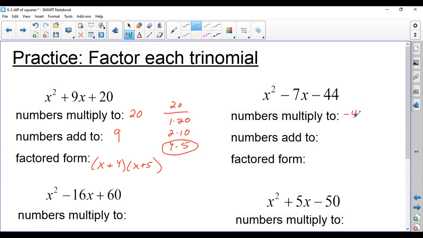Here, I want to multiply to a negative 44 and add up to negative 7. So when I'm multiplying to a negative, I again think of the factors of 44, but realize that in order to get a negative, one of them has to be positive and one negative. So when I'm looking for the numbers to add to negative 7, I'm thinking the difference between them will be 7. 4 and 11 are 7 apart. If I want to add up to negative 7, I have to have positive 4 and negative 11. The larger number has the same sign as b. So my factored form is x plus 4 and x minus 11.